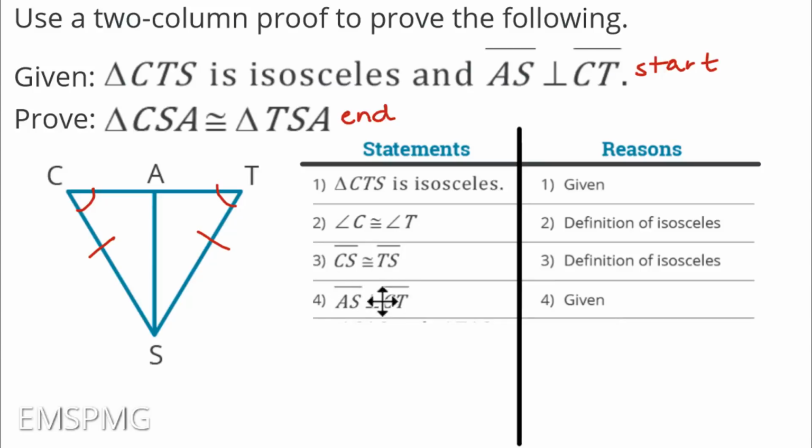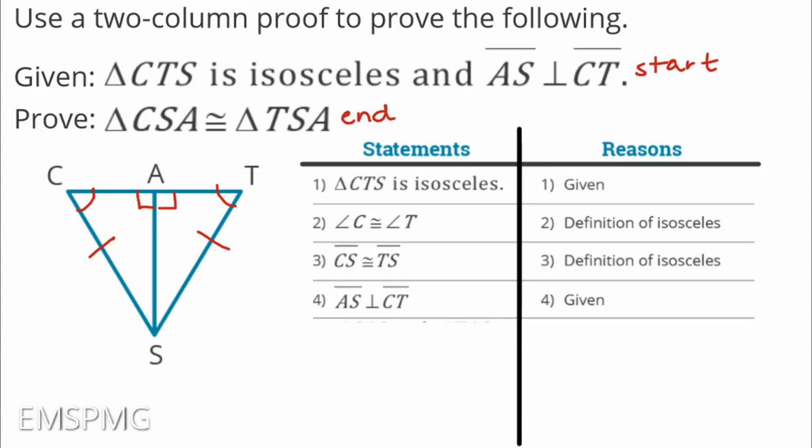So these two segments are perpendicular. Let's make sure we remember what the word perpendicular means. Again, we're using step 4 to help us create step 5. If AS is perpendicular to CT, which means that they are creating right angles. They are creating 90-degree right angles. If that is true, that means that this is a right angle in here. I'm putting a little box. And another right angle in here, I'm putting another little box.